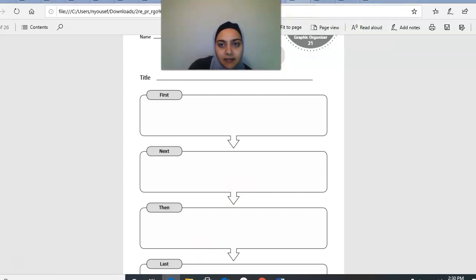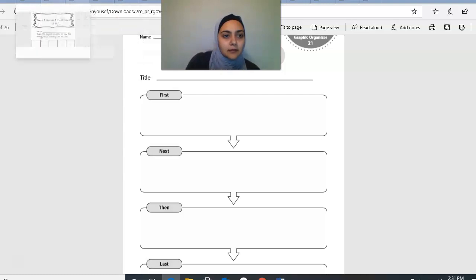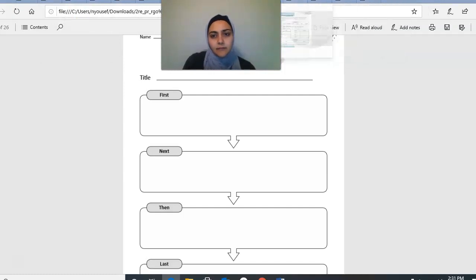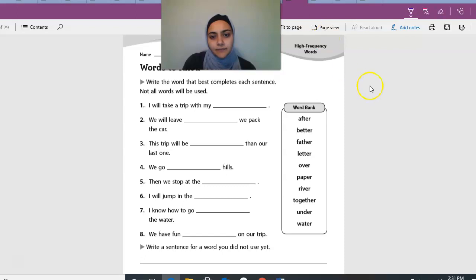There is a worksheet. It's labeled, let's see if I can find it here. I had it open. It's labeled, let me see. No, I can't find it now. Oh, here it is. Yep, okay. It's labeled "Words to Know."